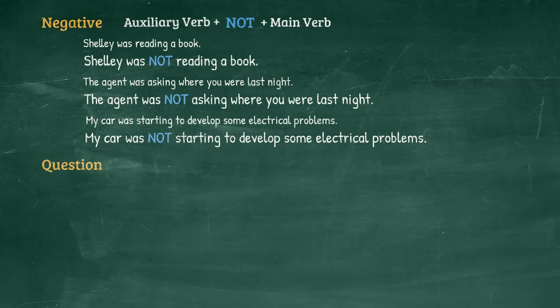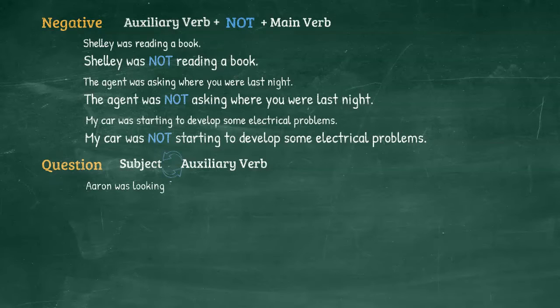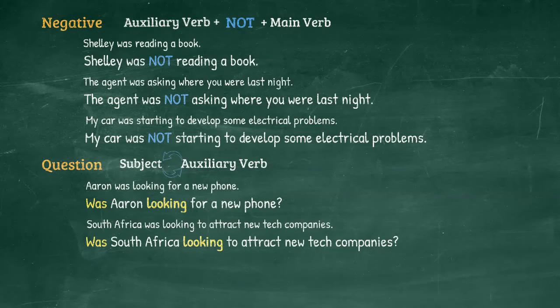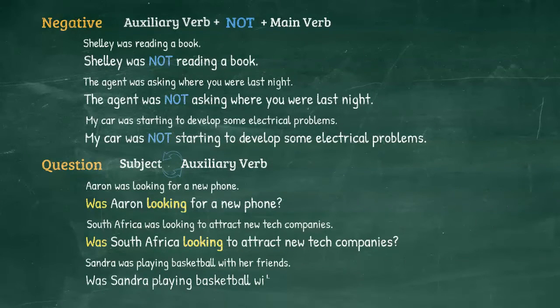Likewise, if we want to ask a question, we need to follow the same rule as with the present progressive. Basically, we need to switch the subject and the auxiliary verb. So if we wanted to turn this sentence into a question, Aaron was looking for a new phone, it would be, was Aaron looking for a new phone? Or South Africa was looking to attract new tech companies, in the form of a question, was South Africa looking to attract new tech companies? Or Sandra was playing basketball with her friends, in question form, was Sandra playing basketball with her friends?